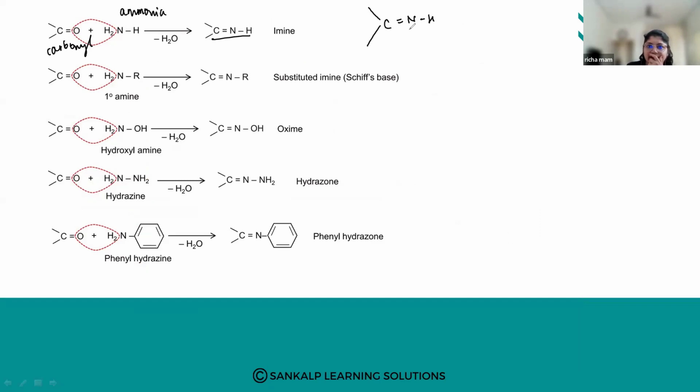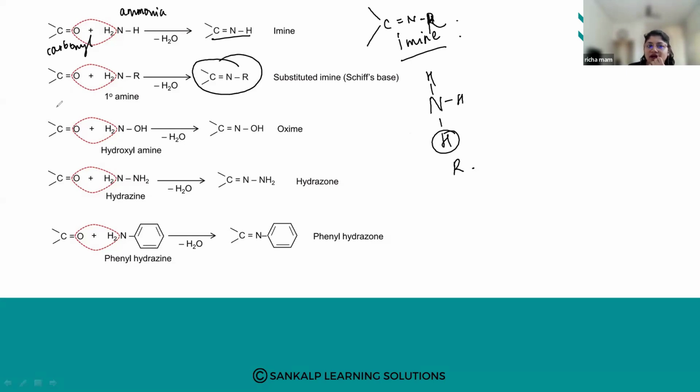C double bond NH is nothing but your imine system. Then the carbonyl group, when it reacts with a primary amine. Primary amine means what? Now NH3 is there, so one of the hydrogens is replaced by R. So it is a primary amine. So what will you get? Instead of your hydrogen, you will get your R-substituted imine. So you get a substituted imine.